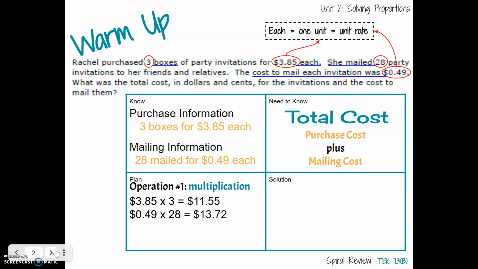What's the next thing you need to do? Because we need the total cost. We have our purchase cost, we have our mailing cost, but now we need to add them together. So our operation number 2 is addition.